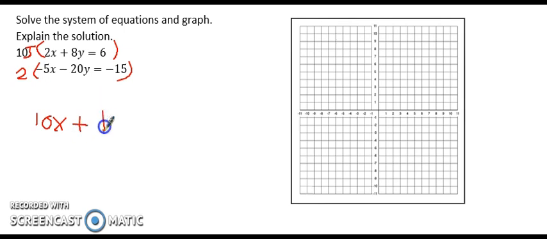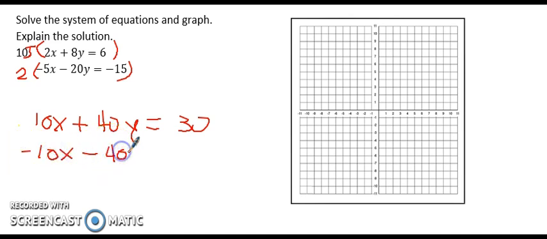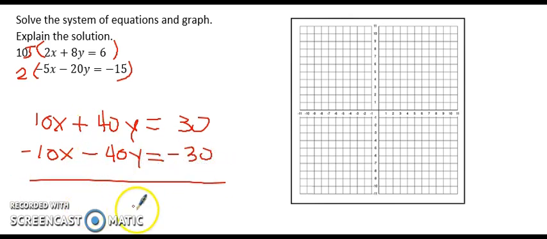Got a 10x plus 40y equals 30. And then we got a minus 10x minus 40y equals minus 30. And if I add straight down, 0 equals 0, which is kind of peculiar because we don't normally get that, but actually we have a situation where we have the same exact line. We cross off each other completely because it's literally the same exact line.